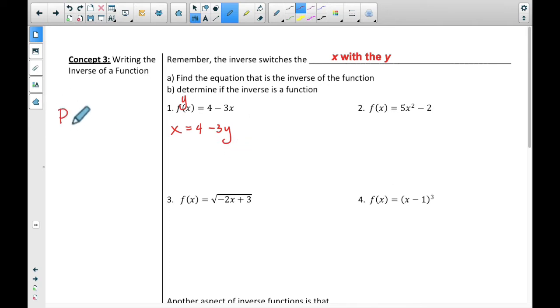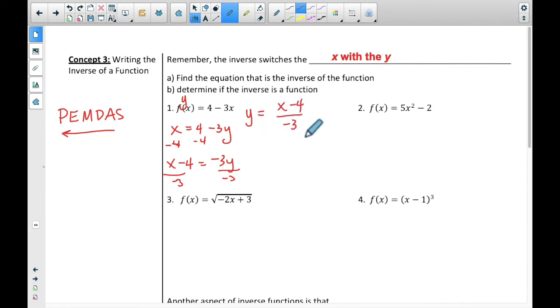And remember, to solve equations for the other variable, you take your order of operations and you go backwards. So in other words, I'm going to start with adding and subtracting. I need to subtract this 4 first. And so I'm going to get x minus 4 is equal to negative 3y. PEMDAS backwards says, okay, we need to multiply divide now. So I'm going to divide by a negative 3. And so what I get, I'm out of space up here, so I'm going to come up here. I have y equals x minus 4 over negative 3.